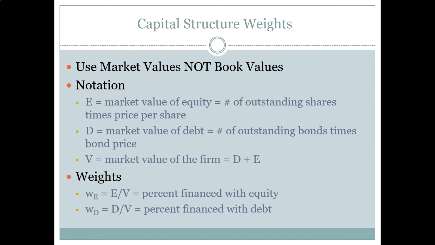Now the capital structure weights themselves are then the proportion of the total value of the firm that comes from equity and the proportion of the total value of the firm that comes from debt. And of course, if we have the preferred shares, it's the proportion of the total value of the firm that comes from preferred shares. And you can see an example of this here.